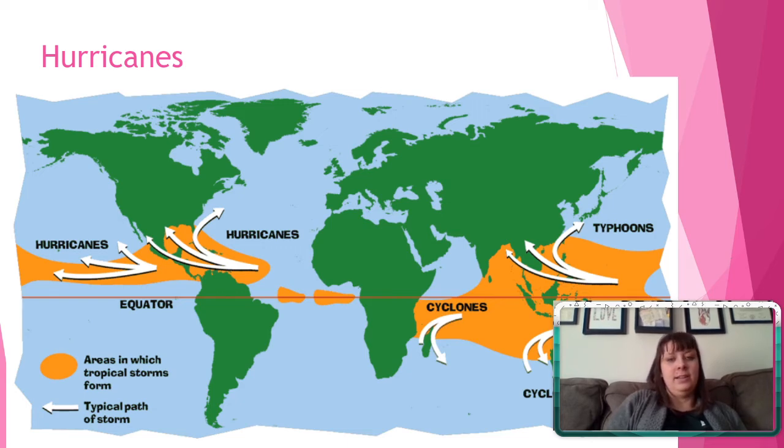Here's some more. Hurricanes also have different names. Here in the Americas, we call them hurricanes. If you are in the Indian Ocean, they're cyclones. And if you are in the Pacific up by Asia, they're typhoons. The same thing, just different names. We call them those names based off of the ocean that they originate in.